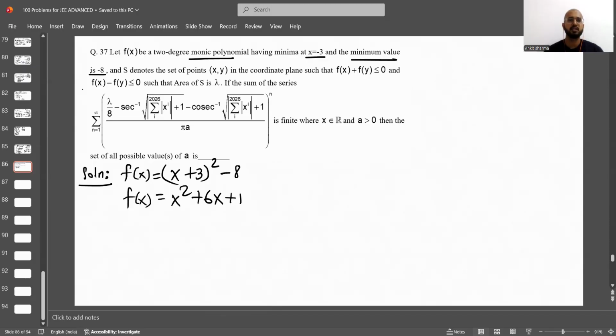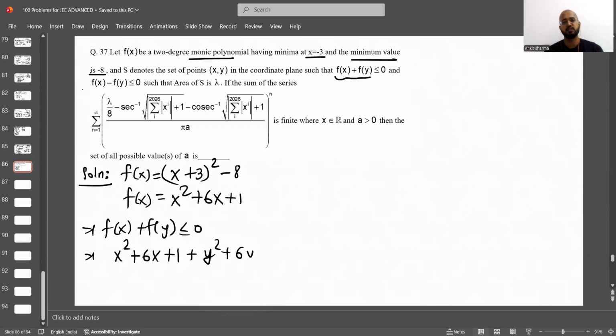Now, what's the next line? S denotes the set of points (x, y) in the coordinate plane such that f of x plus f of y is negative. So if f of x plus f of y is less than or equal to 0, I now have x squared plus 6x plus 1 plus y squared plus 6y plus 1 less than or equal to 0. So I'll think of collecting the x squared family together and the y squared family together.